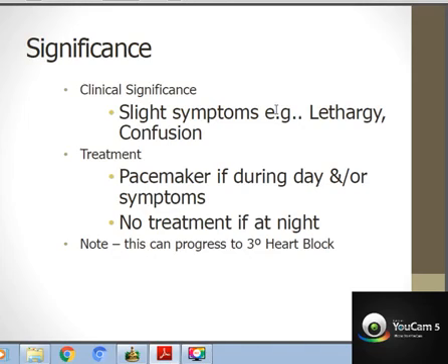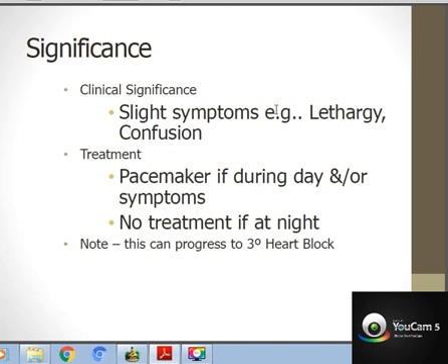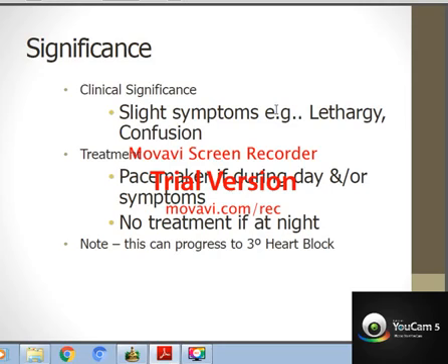So for conduction system abnormality, there is nothing that can be done, only pacemaker is the main option of treatment. So if a patient comes with clinical symptoms in the day, automatically we think of putting them on a pacemaker. If this second degree heart block happens only in the night, then there is no treatment needed, but you should check whether they progress to third degree heart block or not.